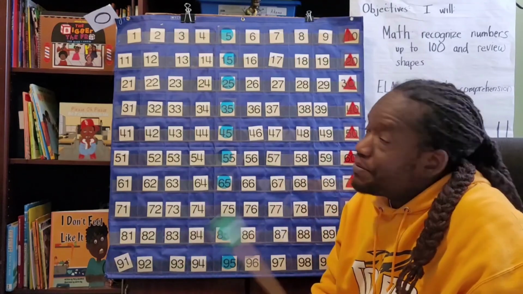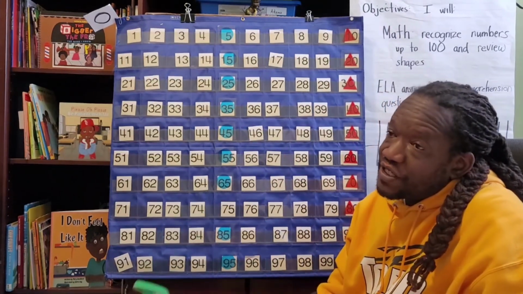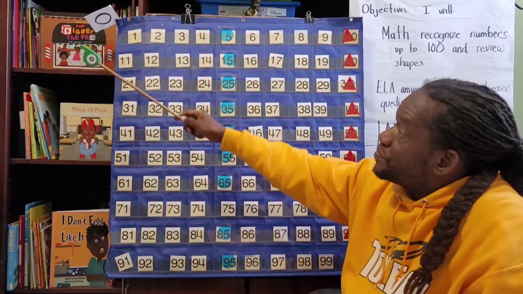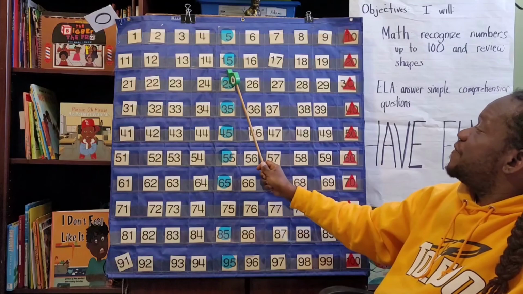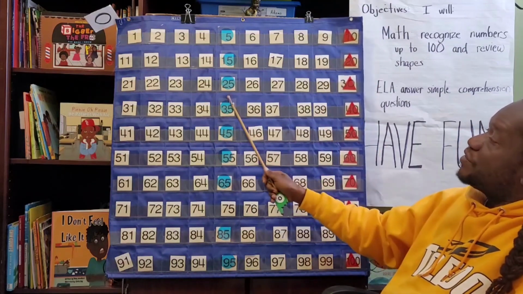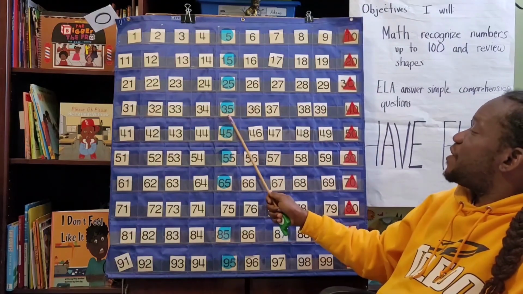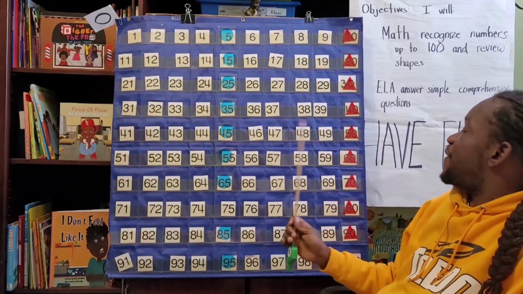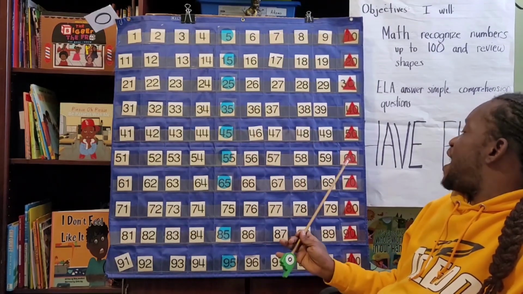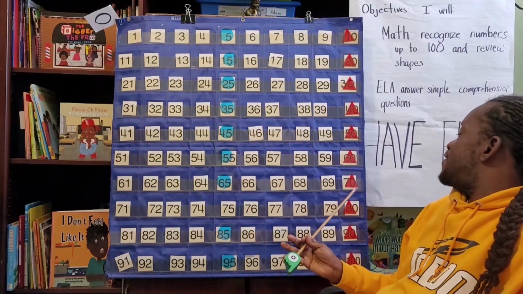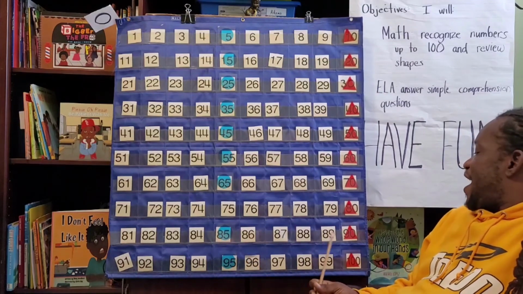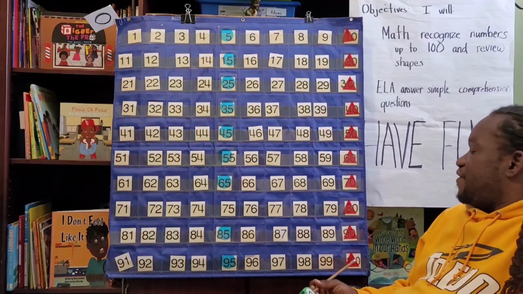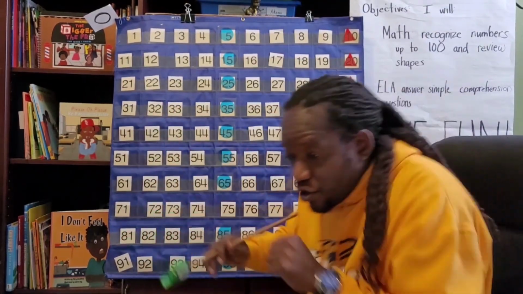Now we're going to skip count by 5s from 0 to 100. You ready? Let's go. 0, 5, 10, 15, 20, 25, 30, 35, 40, 45, 50, 55, 60, 65, 70, 75, 80, 85, 90, 95, 100. We made it to 100.